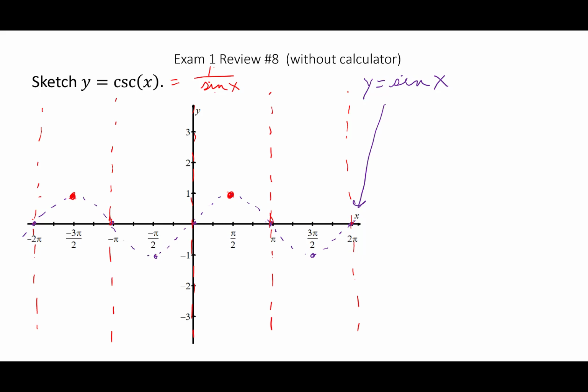When we have a low point on the sine graph, sine would be negative 1 in this case. 1 over negative 1 would be negative 1. So these low points on the sine graph will also appear on the graph of the cosecant. And so using the points that we have here and the vertical asymptotes, I'll go through each point and approach the vertical asymptotes like so. Nice smooth curves.